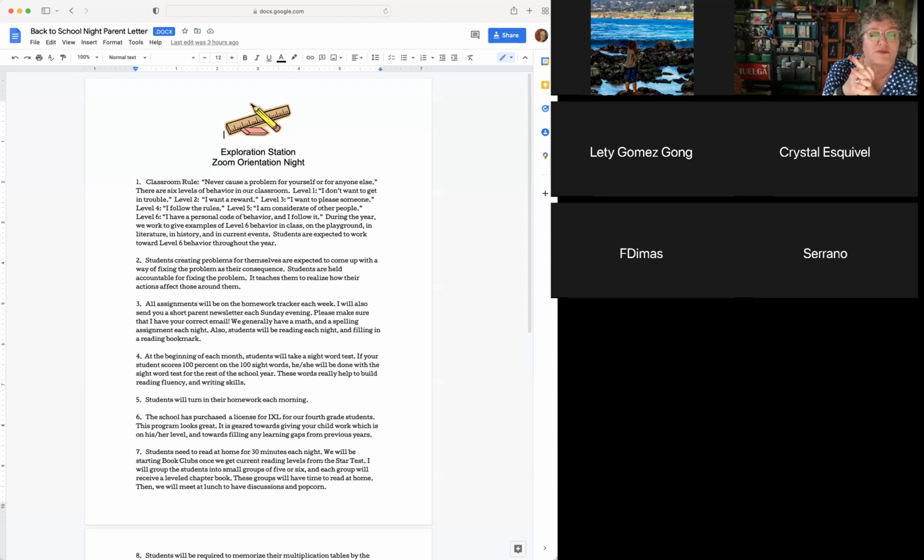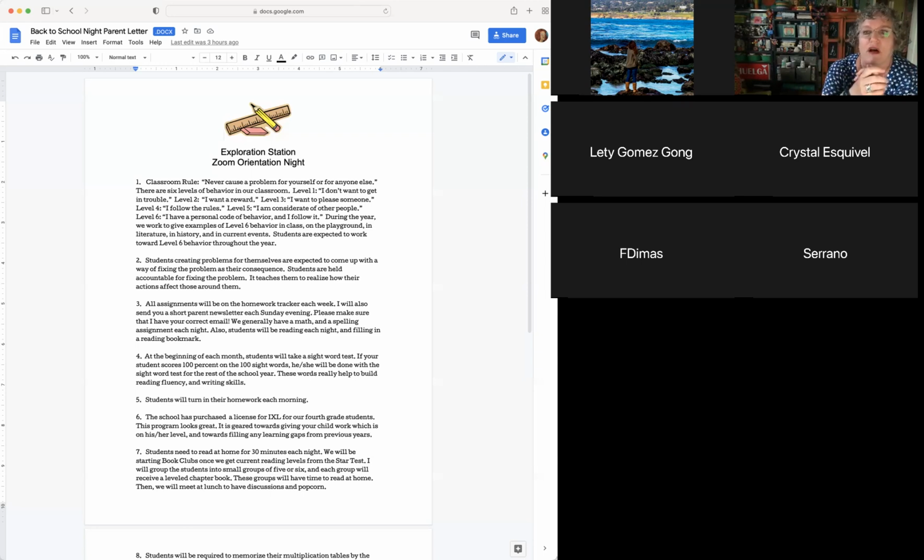At the beginning of each month, students will take a sight word test. If your student scores 100% on the 100 sight words, he or she will be done with the sight word test for the rest of the school year. We're doing that right now. Tomorrow we're taking the first one, all 100 words. Anyone who gets 100% on it is done, and they never have to do it for the rest of the year.